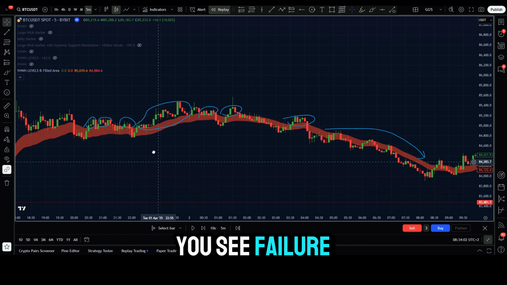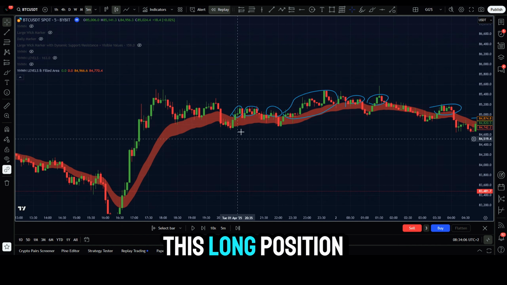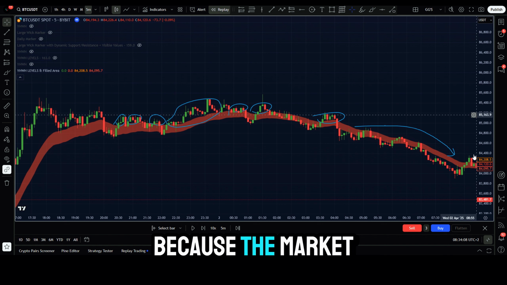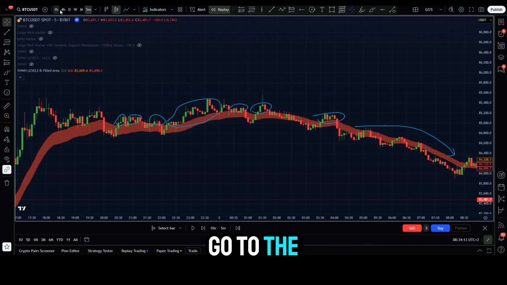Is that why you see failures like this? They will fake things just to make you enter here. If you entered this long position, you would have ended up losing anyway, because the market went all the way down here. All right. Now let's go to the 1 hour time frame.